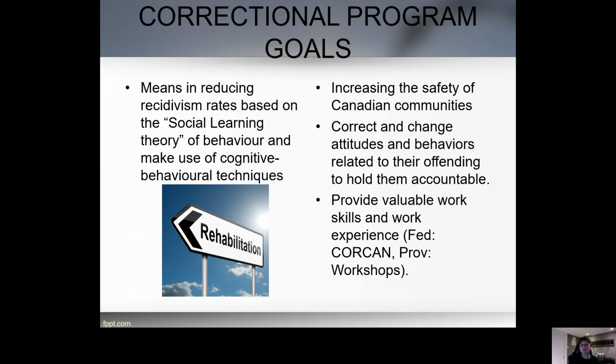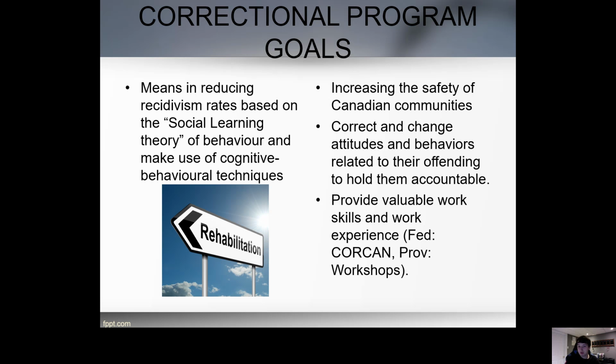There are many goals in the world of correctional programming. One is the means of reducing recidivism rates based on the social learning theory of behavior and making use of cognitive behavioral techniques. So a big word to say, the road to rehabilitation, as the picture shows on the bottom. Other goals include increasing the safety of Canadian communities, correcting and changing attitudes and behaviors related to their offending, holding them accountable, and providing valuable work skills and work experiences.